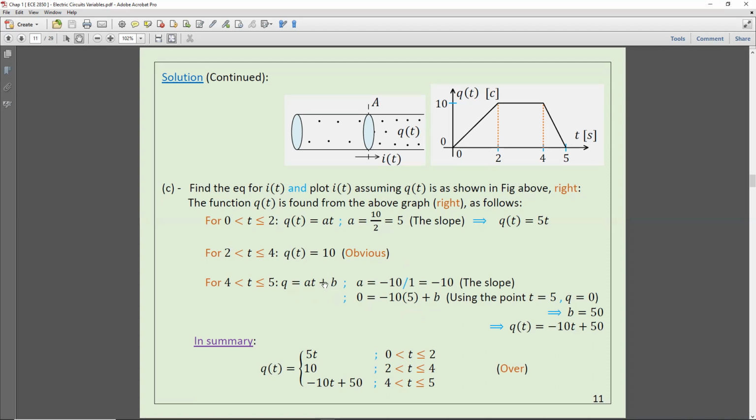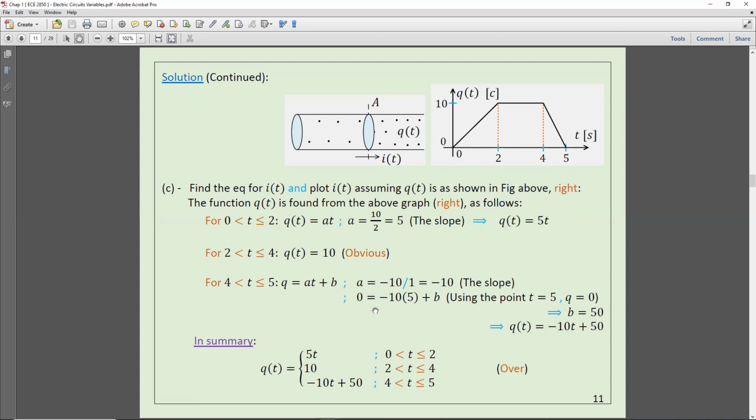Now I want to calculate b. To calculate b, you have 2 points here, and you can plug in using any one of them. I have this point, x is 4, y is 10, and this one, x is 5, y is 0. In this example, I selected 5 and 0. So I put in this equation y is 0, x is 5, and then I can get b. After I get b, I found it's 50. So now I have the complete equation.